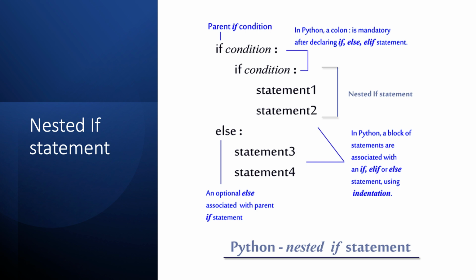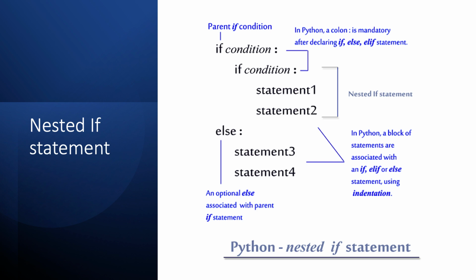We start with the parent if condition. This is our initial condition that we check using the if keyword. And as you know by now, in Python, after declaring an if statement, we must follow it with a colon. Now the colon indicates that the next indented block of code belongs to this if statement.